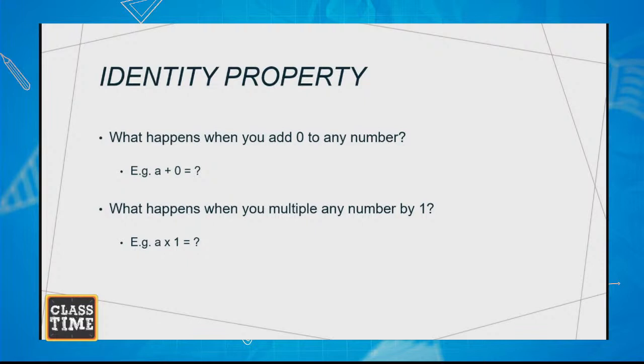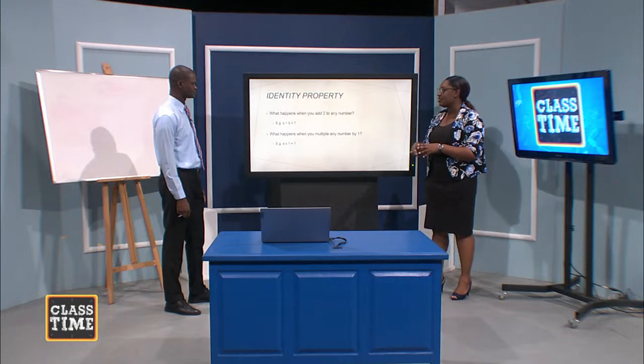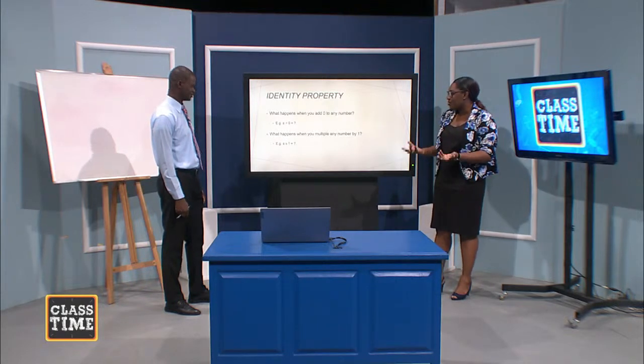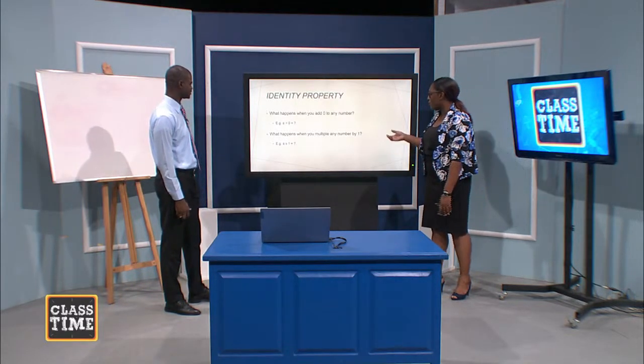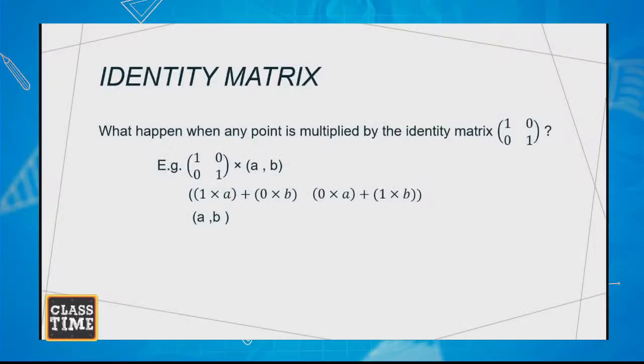Because if we want to see a movement, we need to add a quantity greater than 0. And if we want to see a movement, we need to multiply a quantity greater than 1 by whatever number that we're looking at. And guys, you'll see why this is important.